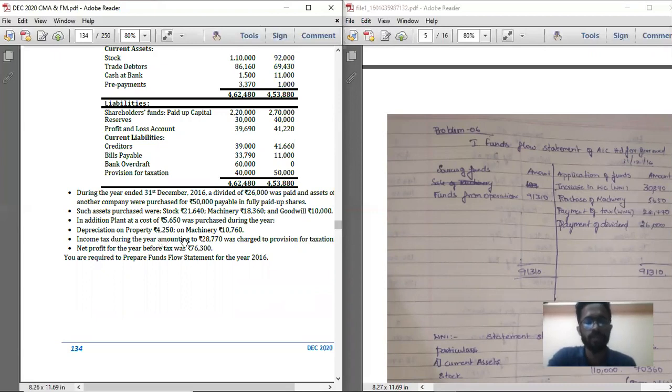Next, depreciation on property 4,250 and on machinery 10,760. Both the depreciation should be deducted from the respective fixed asset account, and it should be taken to the P&L adjustment account. Two entries.